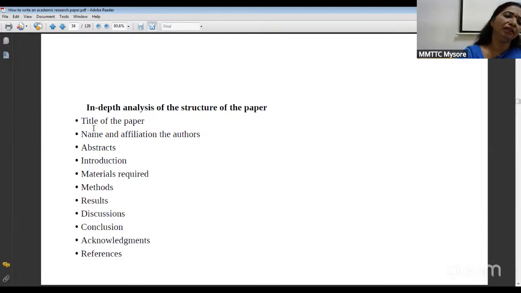The depth and analysis of the structure of the paper goes like this. An in-depth analysis should be there. The title of the paper is the first step. Then the name and affiliation of the authors, which I think I explained in the first slide itself. Abstract, you have to write properly. Introduction, materials, methods, results, discussions, conclusion, acknowledgements, and references. So this is the layout of a particular paper.